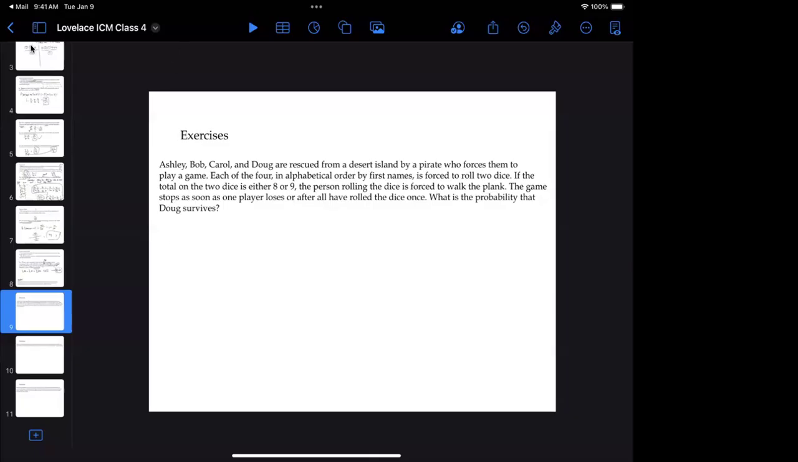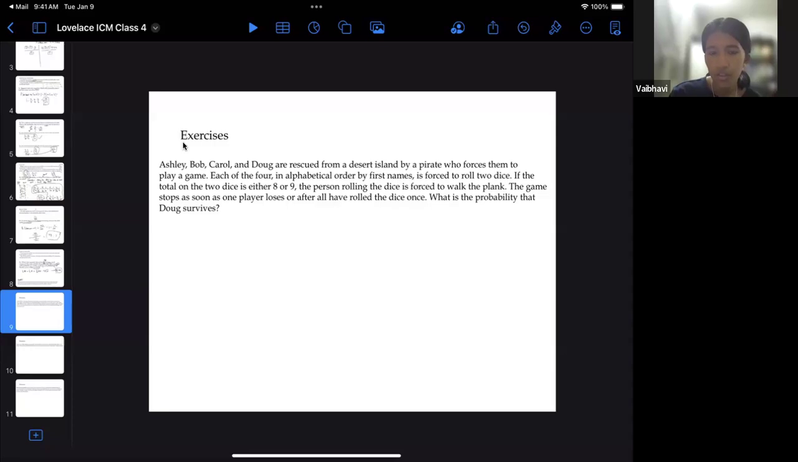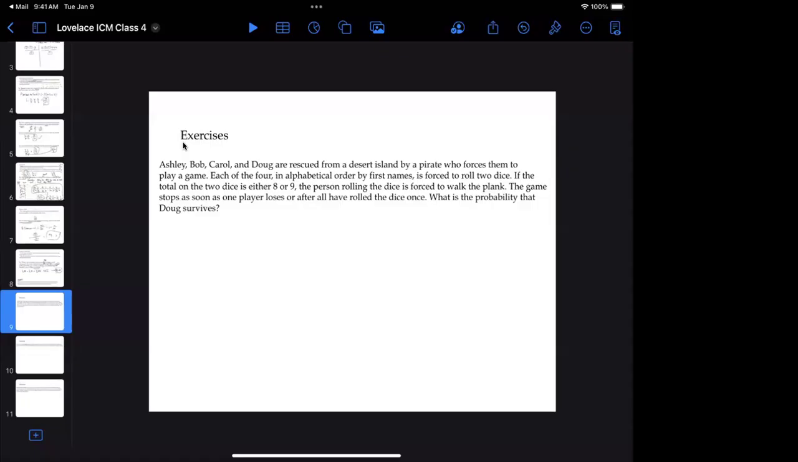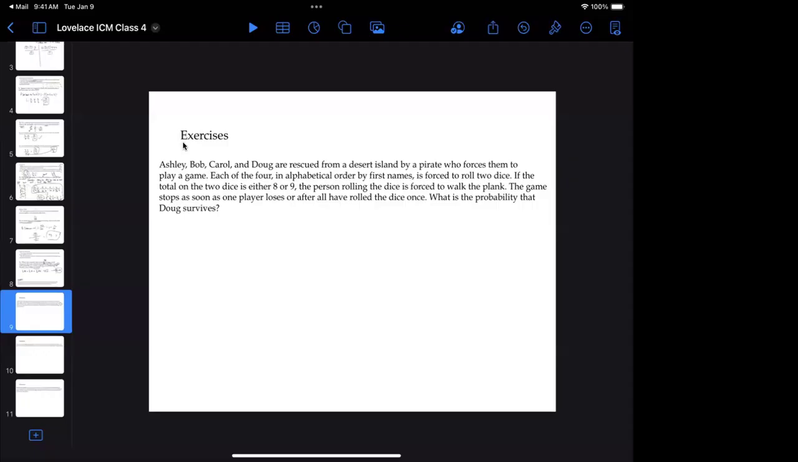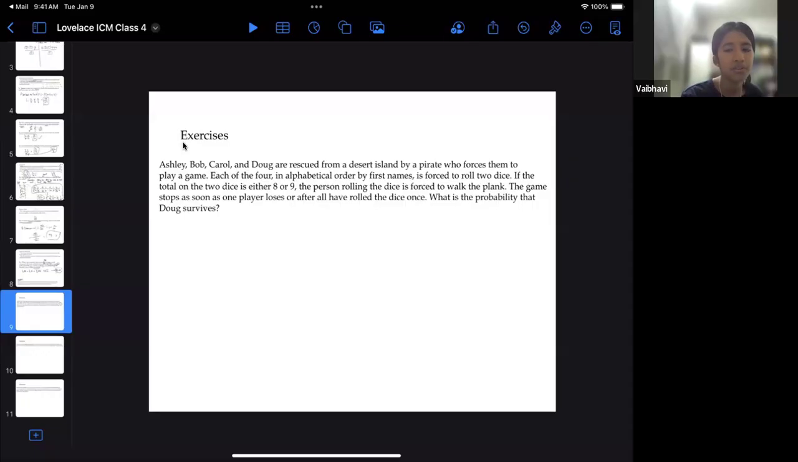Oh, yes, bye, Bobby. Sorry, I didn't see your hand earlier. So what I was thinking is that there are a total of 36 sums, I guess. Not all of them are different, but there are 36 of them. And out of those, 5 of them add to 8 and 4 add to 9. So it'd be 9 over 36, the probability of you walking the plank.